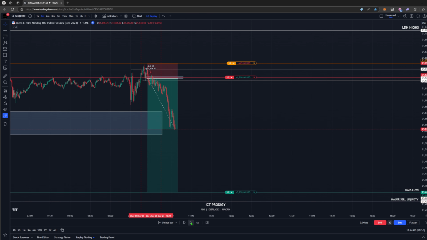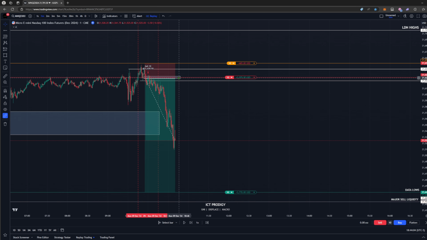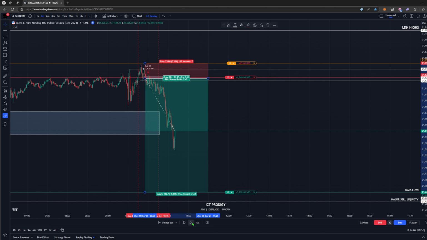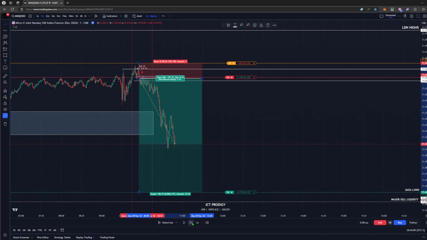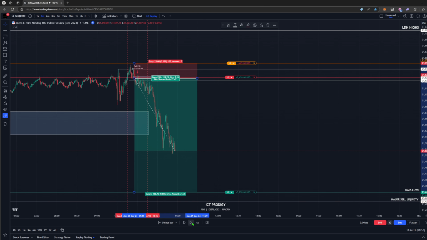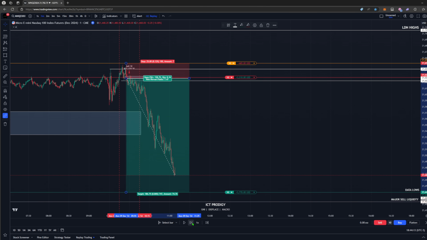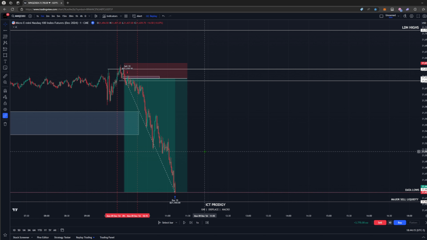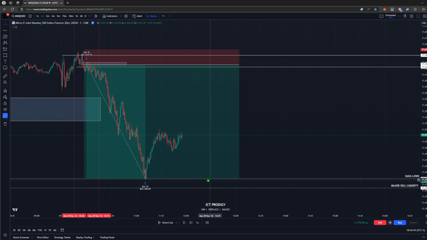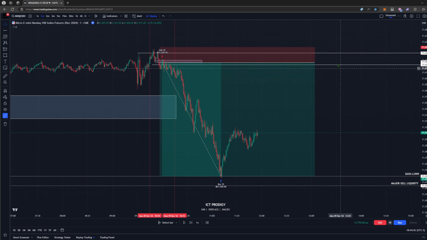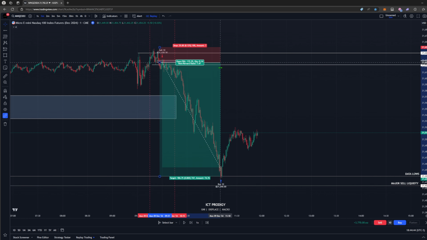And there we go. So it's filled the imbalance. It comes down, taps its data low. So this is a trade breakdown of what we took. It's very simple. There's nothing complicated about it.